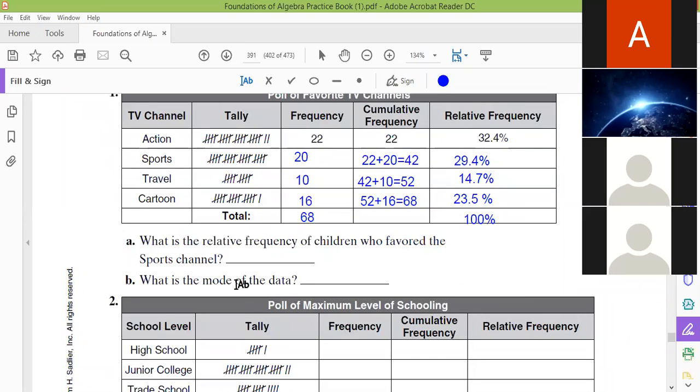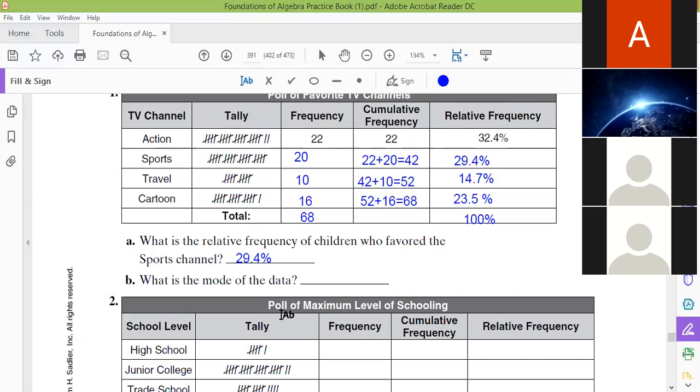What is the relative frequency of children who favor sports channels? Sports channels, they're 20. They're asking the relative frequency. 29.4%.